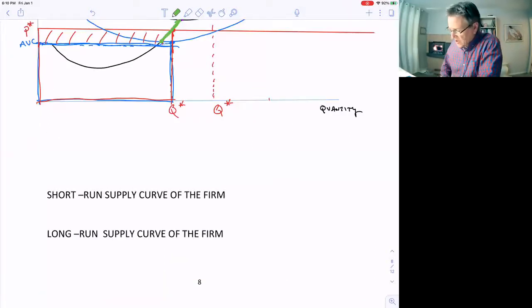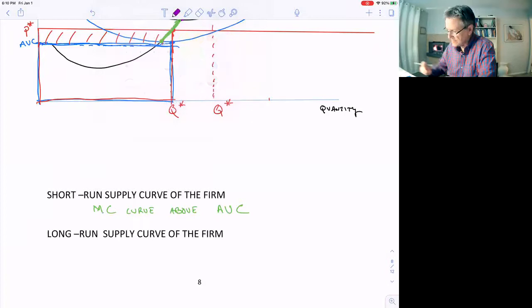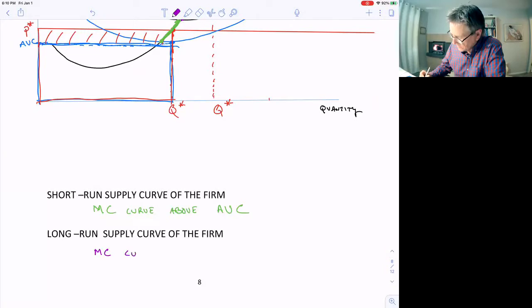So the short run supply curve of the firm is the marginal cost curve, the portion of it that is above the U-shaped average variable cost curve. The long run supply curve for the firm is the marginal cost curve, the portion of it that is above the average total cost curve.